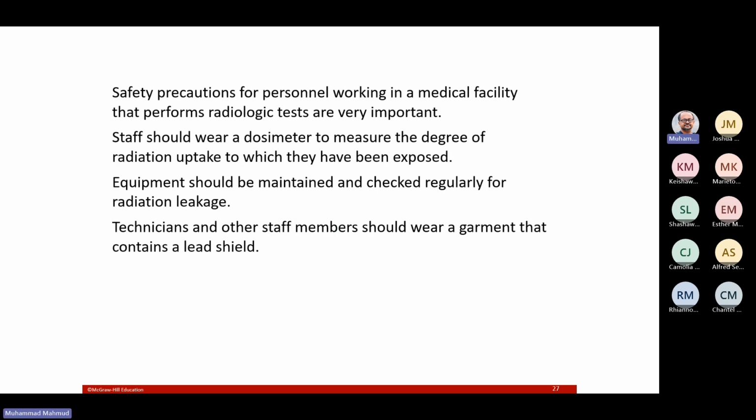Safety precautions for personnel working in a medical facility that performs radiologic tests are very important. Staff should wear a device called a dosimeter to measure the degree of radiation uptake to which they have been exposed. Equipment should be maintained and checked regularly for radiation leakage. Technicians and other members should wear a garment that contains a lead shield.